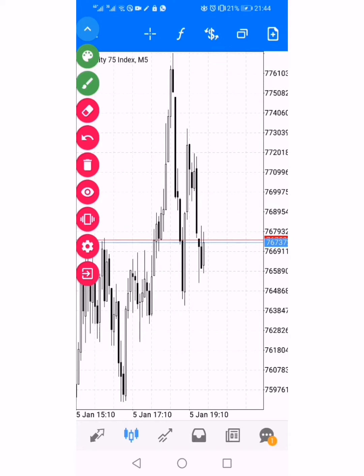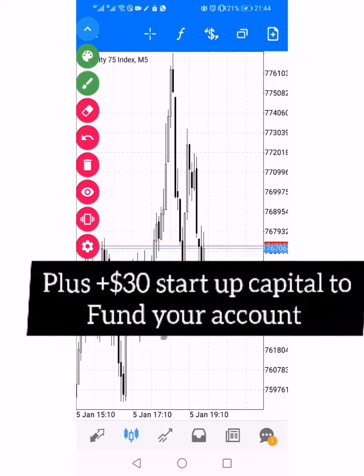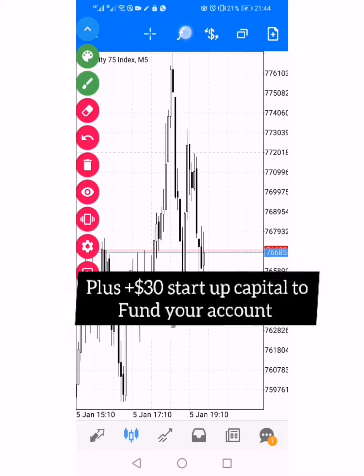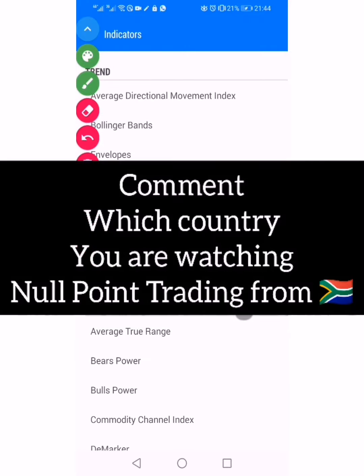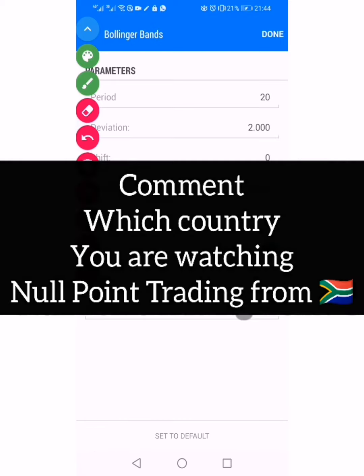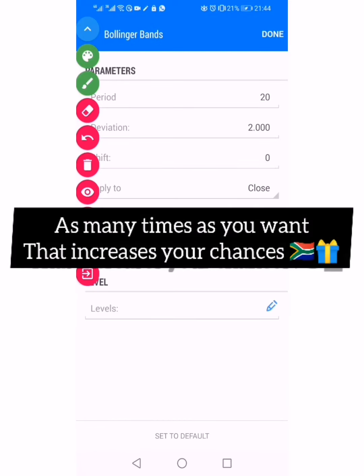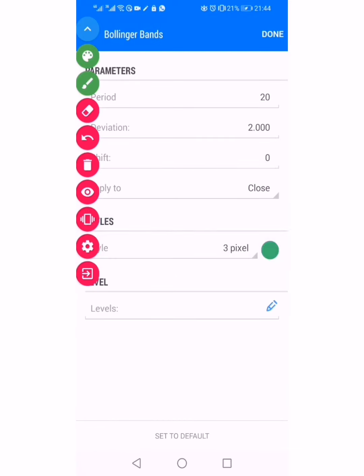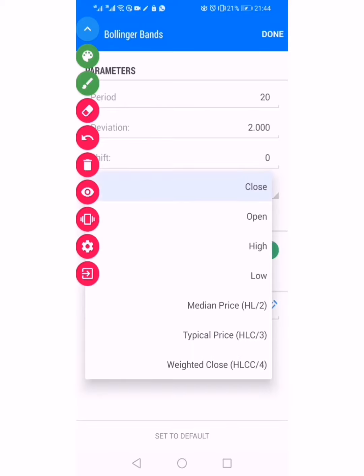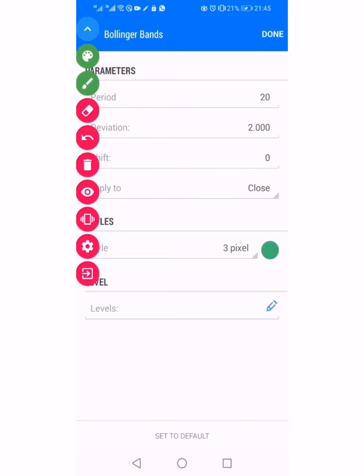We need two indicators in order for us to successfully apply the scalping strategy. You're going to go to your indicators on your phone. The first one we are going to add is your Bollinger Band. Make sure that the parameters are like this: the period is 20, the deviation is 2.000, the shift is 0, and make sure that you apply it to your close.